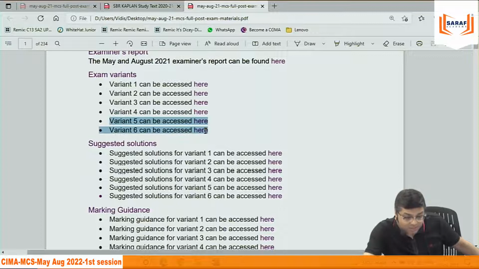Variants 5 and 6 are very simple compared to others. They have decided that the weightage for variants 5 and 6 is 95%. So if somebody is scoring, say, 54 out of 100, then out of 150 it will be around 81, 82. But multiplied by 95%, it is less than 80, failed.